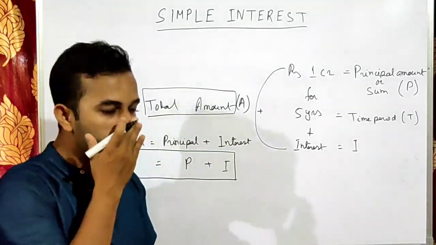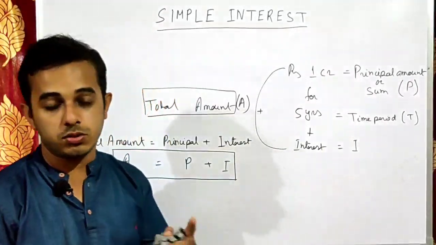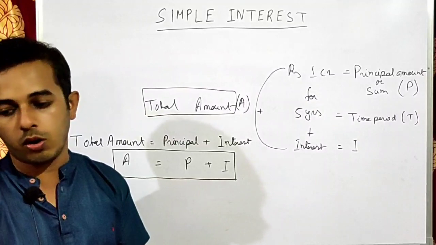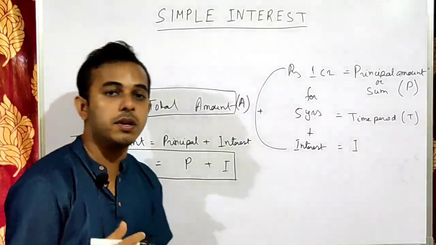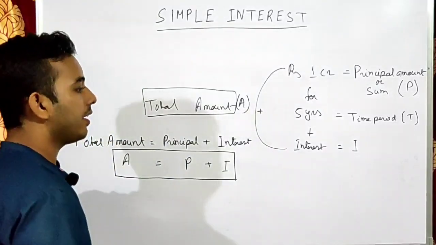Now, how to find simple interest? For simple interest, we have one rule or law: simple interest equals P into R into T divided by 100.